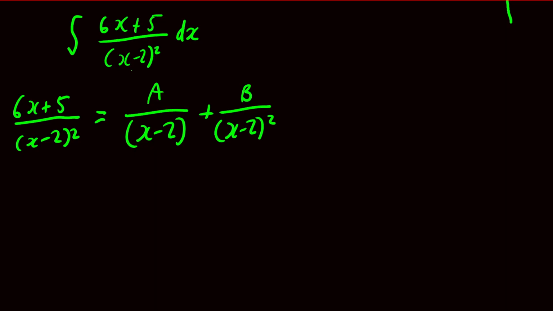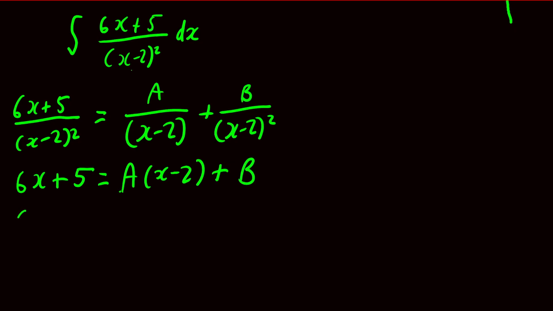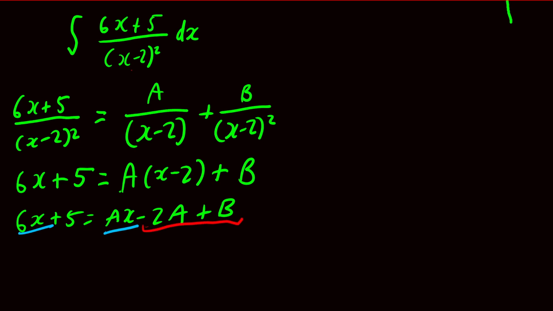If you multiply by x minus 2 squared, obviously the left side is going to become just 6x plus 5. On the right side, we're going to get a times x minus 2 and then plus b. Now we're just going to expand. 6x plus 5 equals ax minus 2a plus b. So match our coefficients next. Well, this is our only x term, and then this is our only constants.